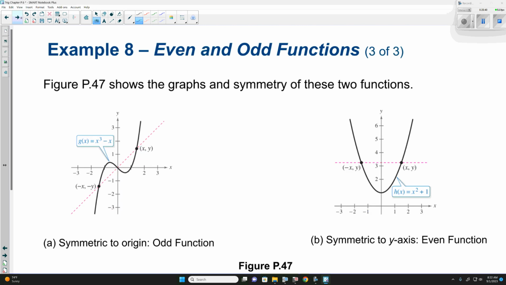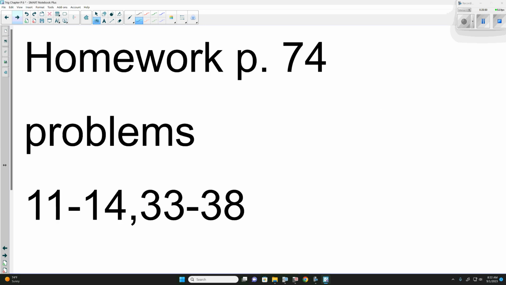And we can say odd functions are symmetric to the origin. Even functions are symmetric to the y-axis. They reflect across those. And that's it.